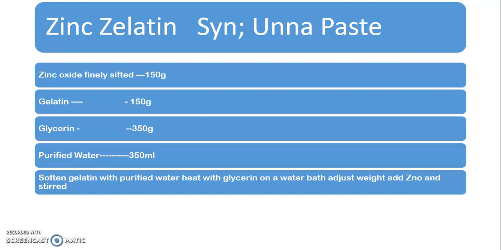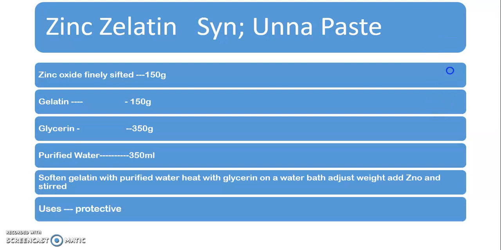For the preparation, first take gelatin in a bowl and add purified water to this. Heat it with glycerin on a water bath and maintain weight 850 grams. Then add zinc oxide slowly and stir it continuously to get zinc gelatin. It is used as protective.